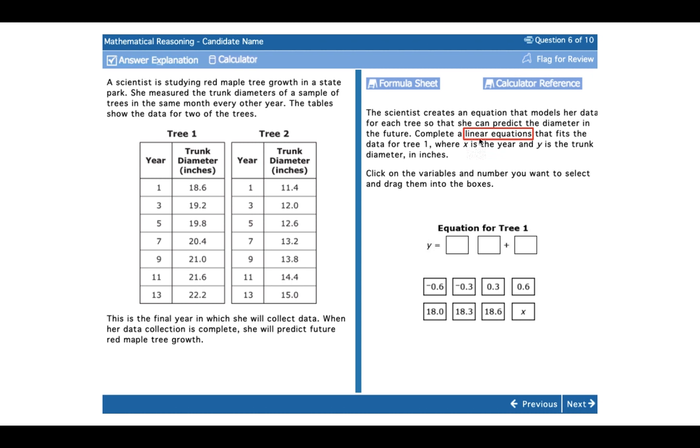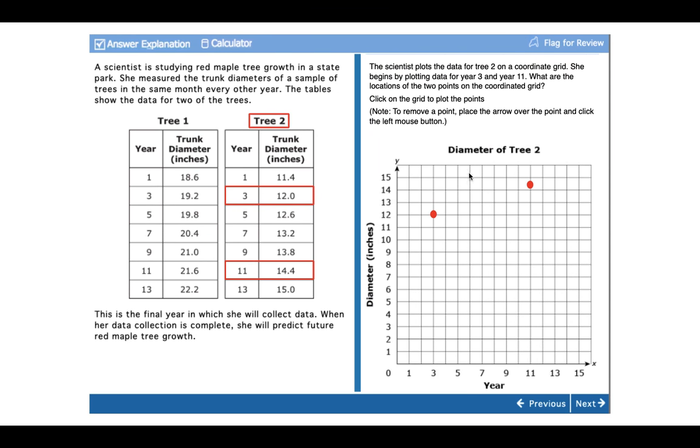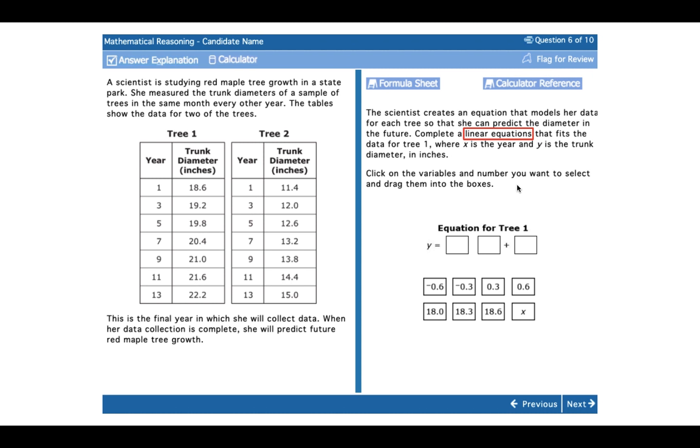Okay, what is a linear equation? Well, a linear equation, maybe you know this, maybe you don't. Linear means line. It's got the word line in it right there. And if you sort of look back, if you connect these two dots, what do you have? You have a line. That's what they're asking for. And they also tell you that x is the year and y is the... Well, here's an equation. Y equals something something plus something.